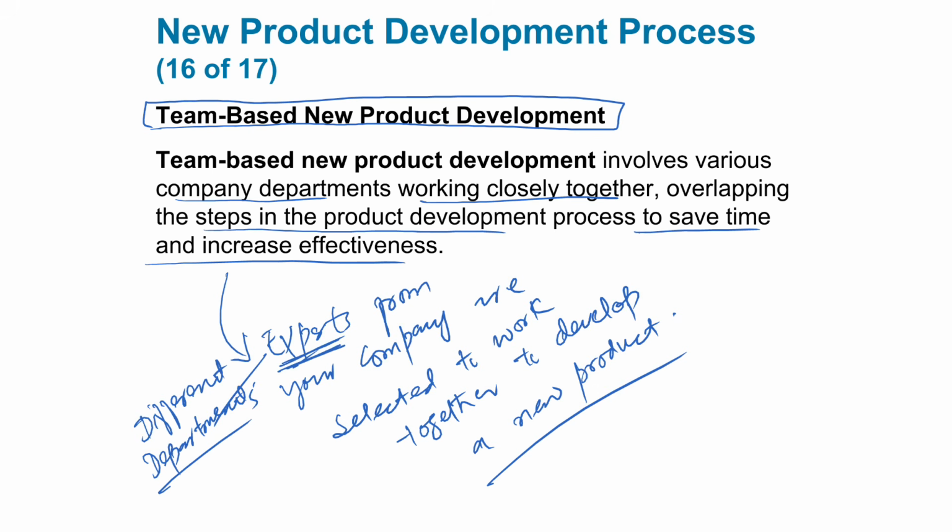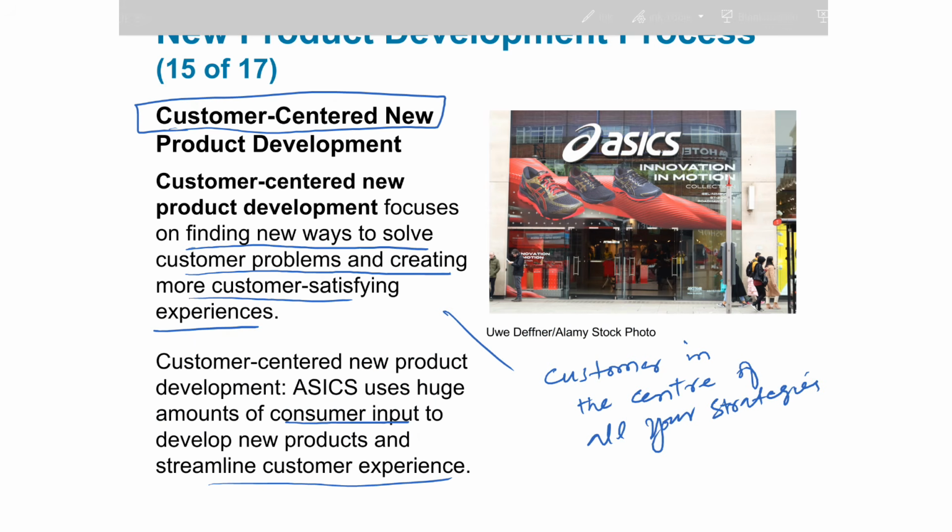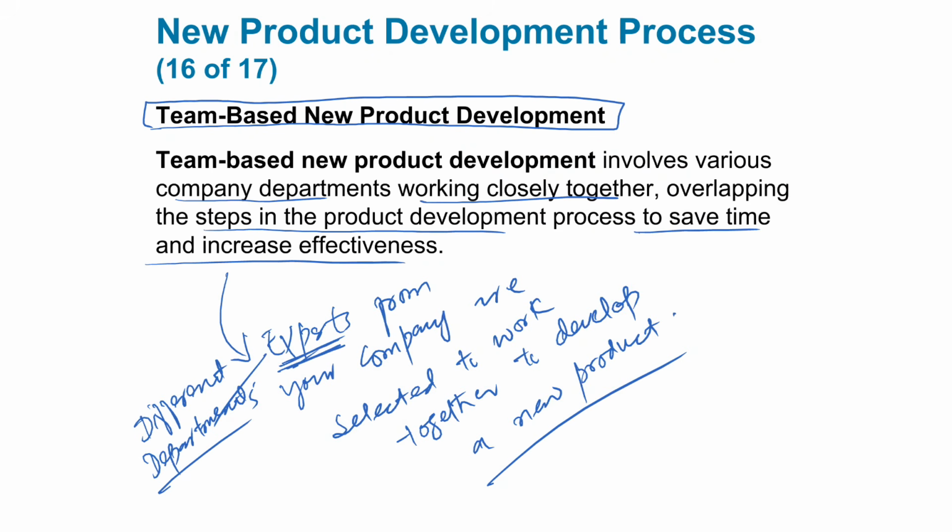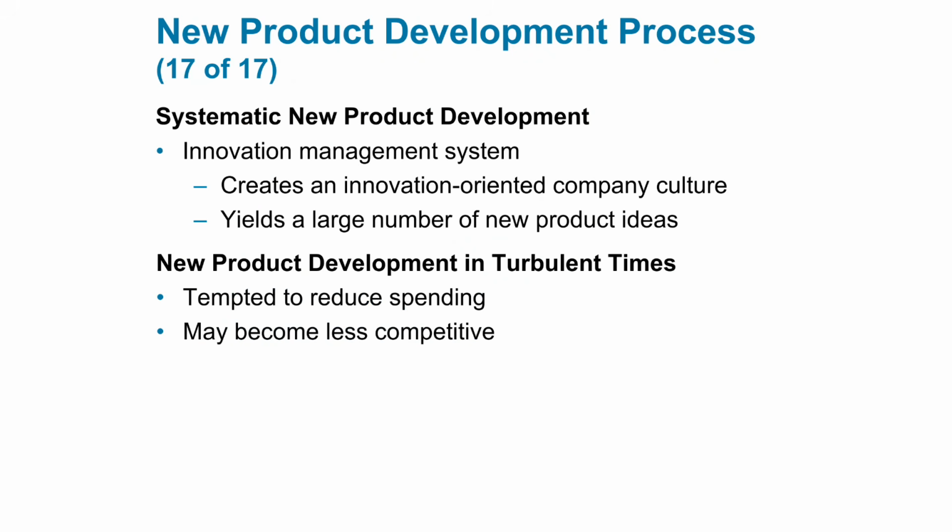These are external sources, those are internal sources. So this one was external most of the time, where you involve customers. This one is internal, where you involve employees. And then systematic new product development, which includes an innovation management system. For example, you create an innovation-oriented company culture where you involve continuous improvement. So a very good topic came to mind. It is called TQM.